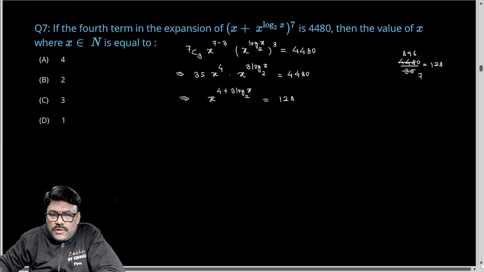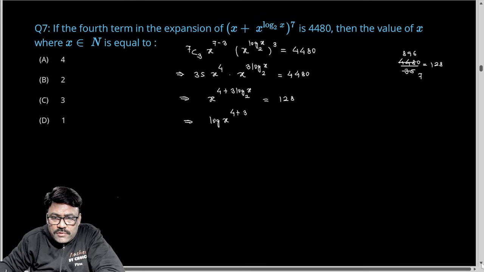Now if I take log on both sides with the base 2, so I will get what? Log of x raised to 4 plus 3 log x with the base 2. I'm taking log with the base 2. So on the right side, you will get log 128 with the base 2.